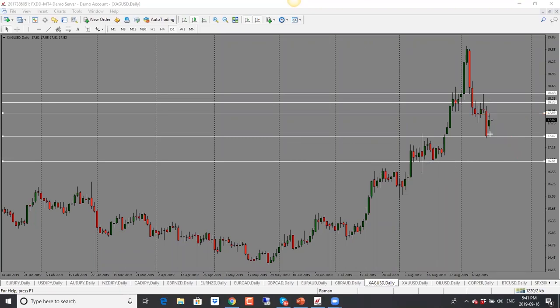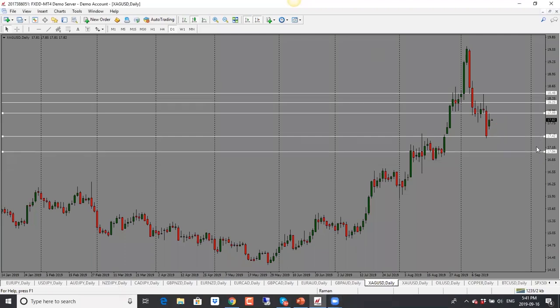So for now, bias is bearish here still. I would look for a pullback into 18, and if it stays, I'm looking for a drop. 17.50 is the first target there, and then 17.20 will be the second target.